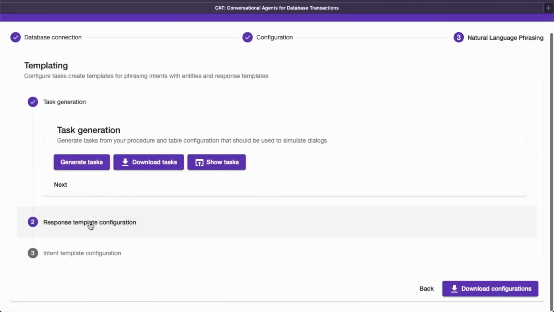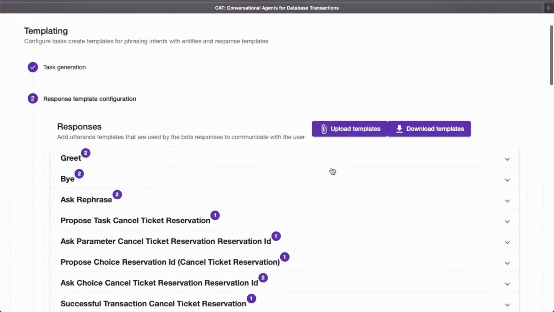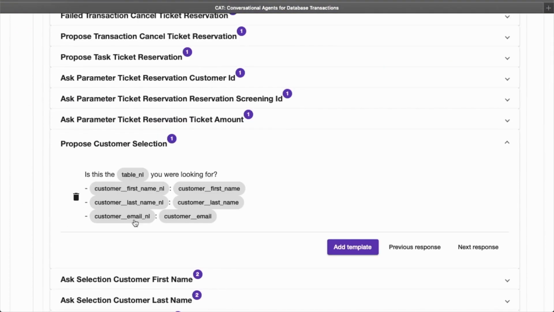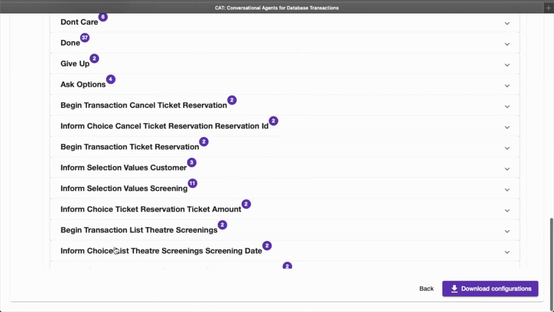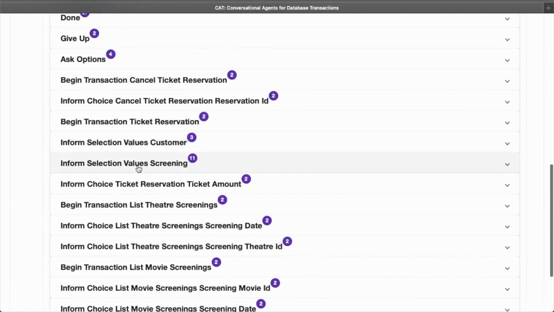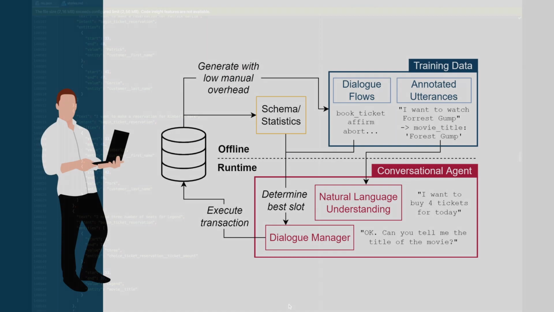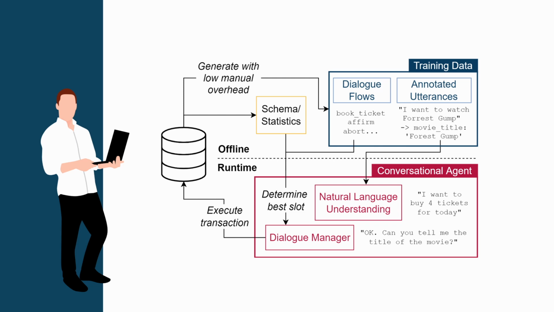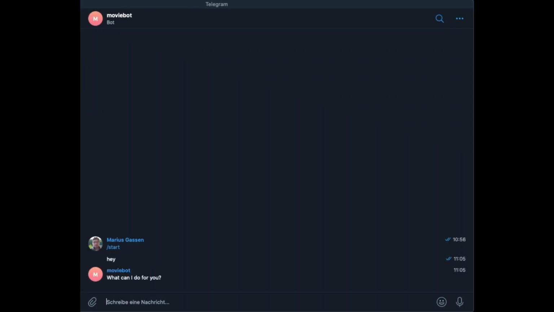The developer can now adapt predefined templates for the agent's answers to the domain and provide a small amount of domain-specific templates for typical user inputs. CAT uses these templates, additional paraphrasing, and the data from the database to sample natural language examples from customers' utterances and match them with an intent like creating a reservation or altering the amount of tickets. CAT uses the task configuration to simulate a variety of dialogues with different user behavior. These dialogues are then used to train a state-of-the-art dialogue system and integrated with a modern chat client such as Telegram.